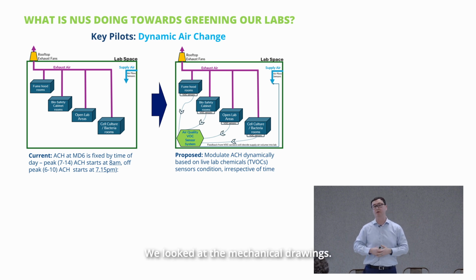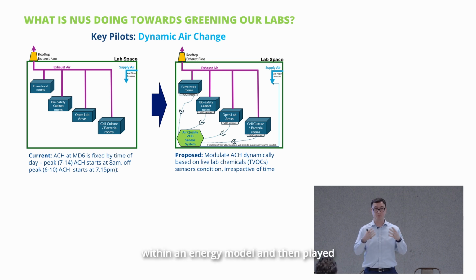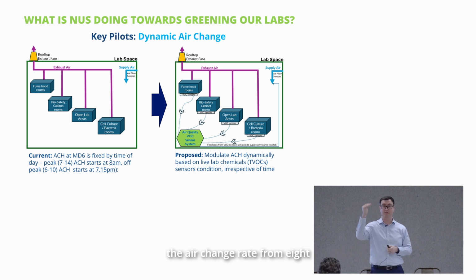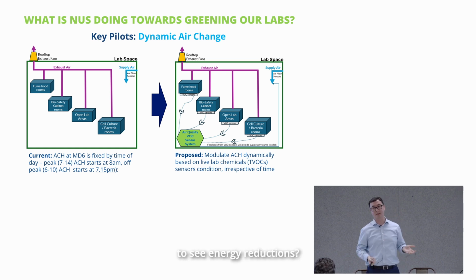We looked at the mechanical drawings, and then we replicated the lab space within an energy model, and played around with the numbers to see what would happen when you change the air change rate from 8 down to 5. Is the space still going to be comfortable? Are we actually going to see energy reductions? And the answer was yes.